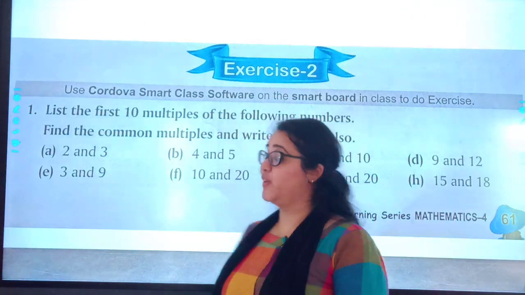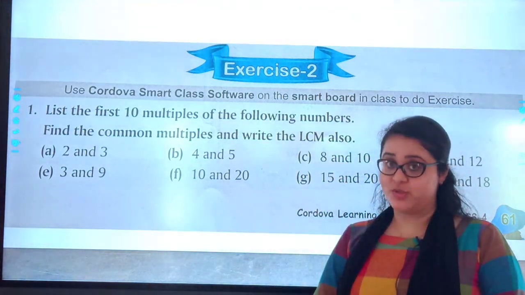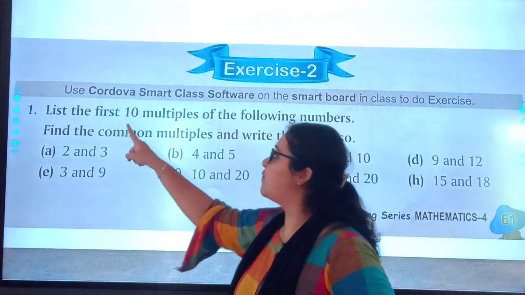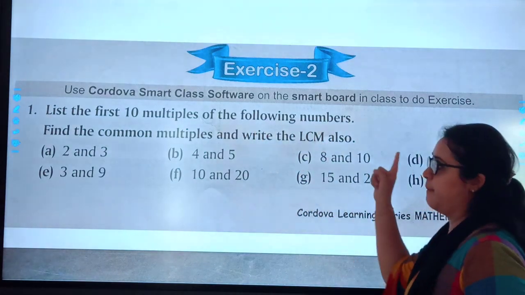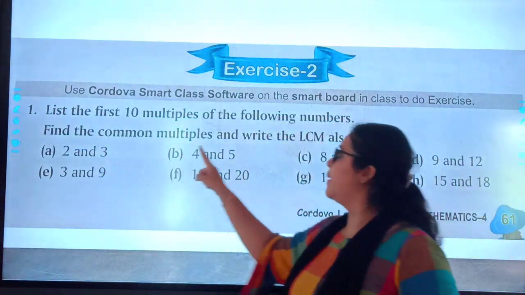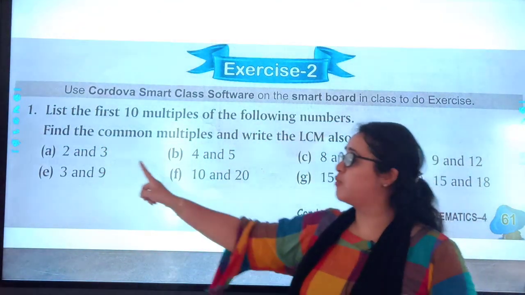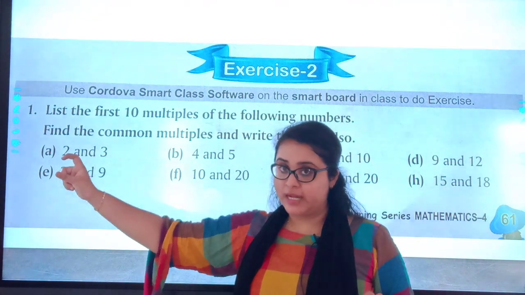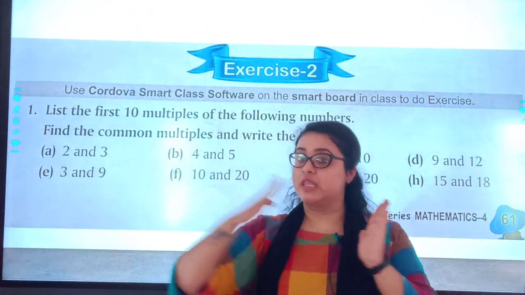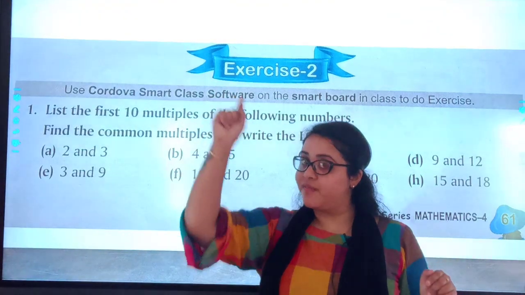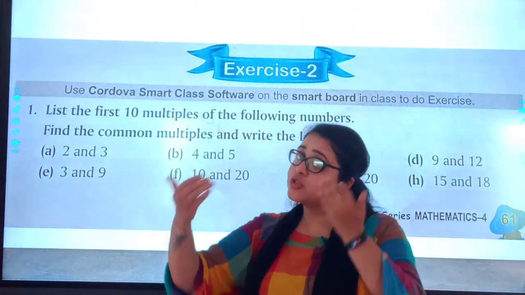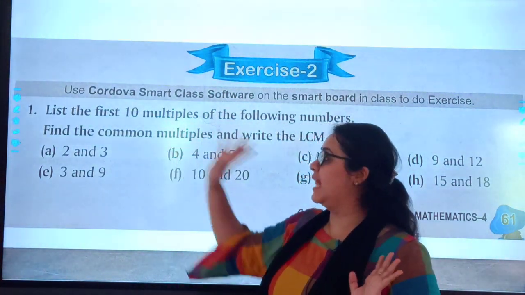So students, we will be solving our exercise 2. That is, list the first 10 multiples of the following numbers. Find the common multiples and LCM. You have to write the full table of 2 first. Then you are supposed to write the multiples of 3. Then we will find the common ones. From the common ones, whichever is smaller will become my LCM.